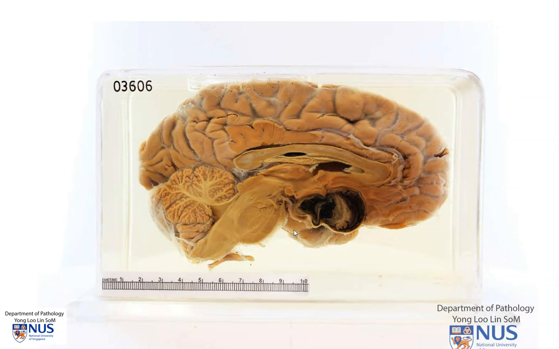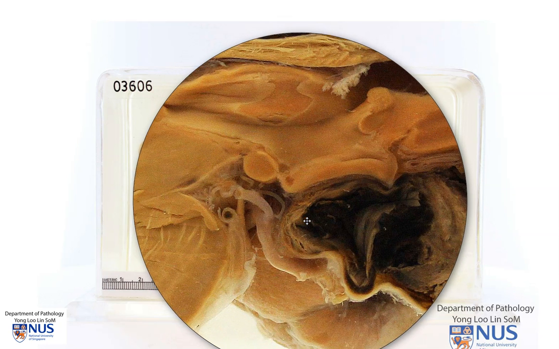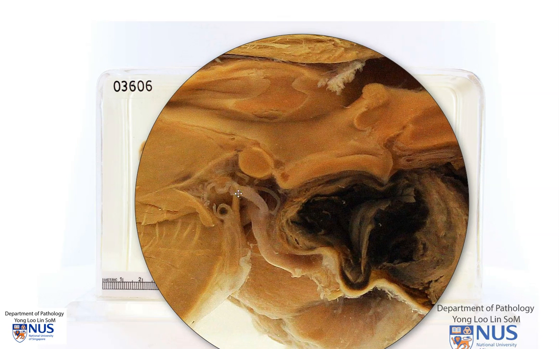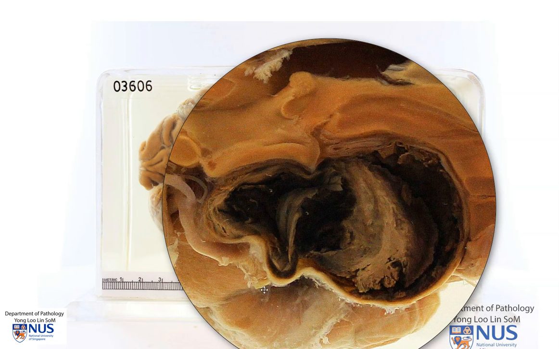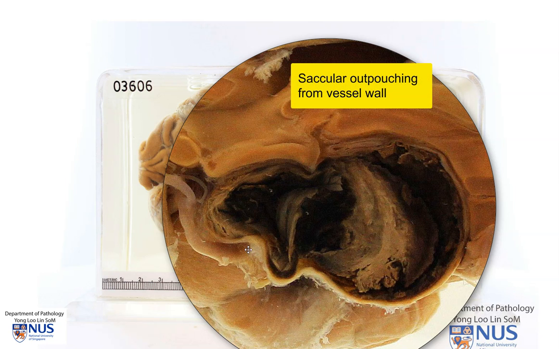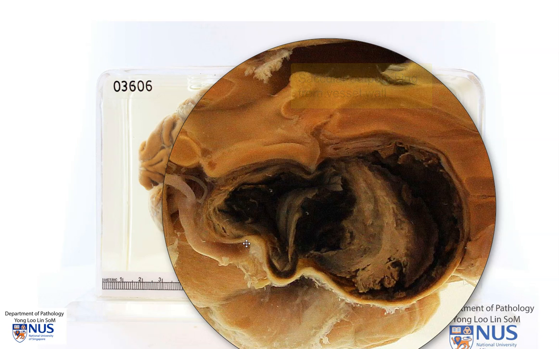The main pathology lies in this region in the base of the brain. And I'm just going to magnify this area. We can see some blood vessels here, which are likely to be from the circle of Willis. And this is the main area of abnormality, which is a saccular outpouching from one of the vessels. This is an example of a berry aneurysm.